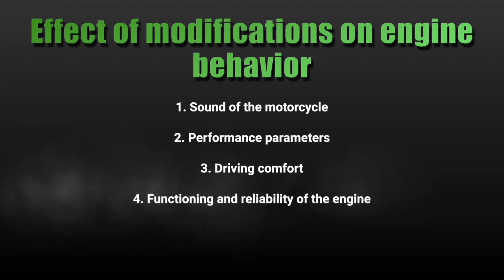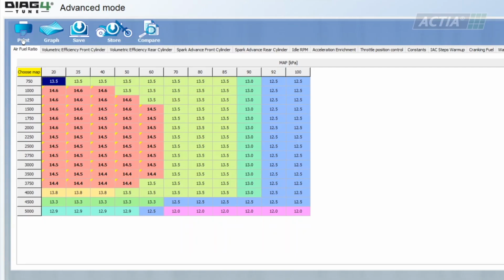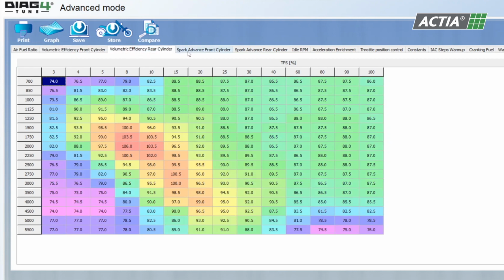Fourth, functioning and reliability of the engine. The owner notices increased engine temperatures and often even increased exhaust temperatures accompanied by changes in the color of parts of the exhaust. Fifth, unpleasant acoustic phenomena. Afterfires often start appearing during or after deceleration. How is it possible that modifications have only achieved a positive outcome in one respect, but all remaining aspects are negative? The answer is simple and logical. As mentioned before, fuel maps of the fuel injection unit are set to fit the factory configuration of engine accessories: exhaust, intake, valve timing, etc.